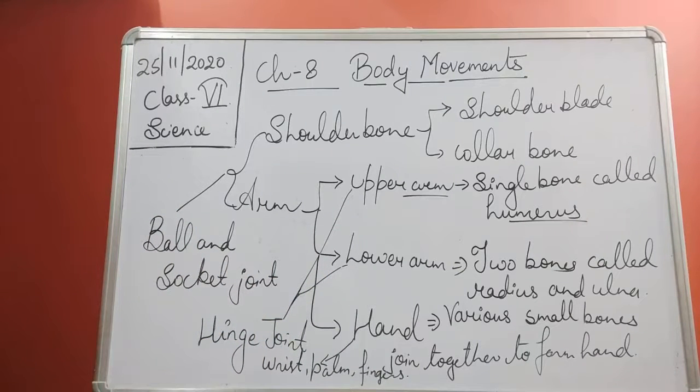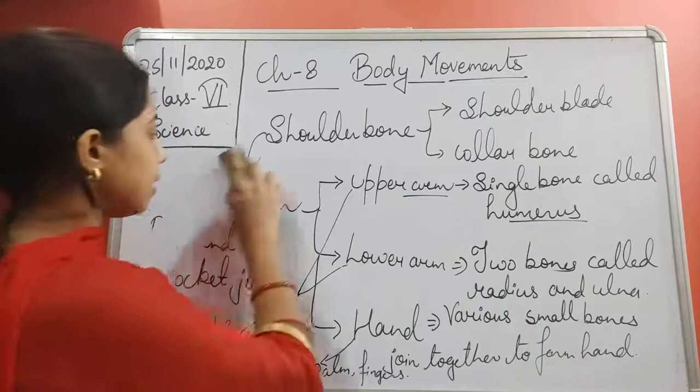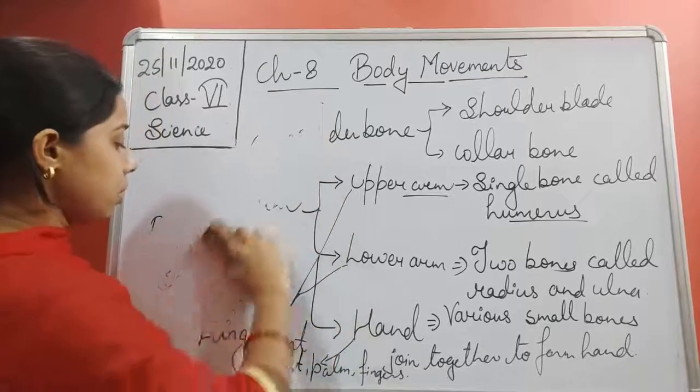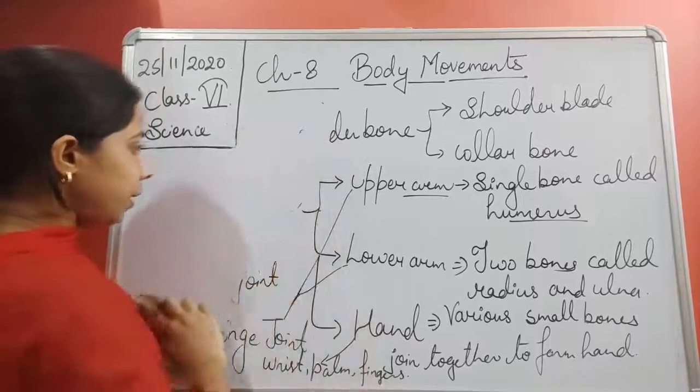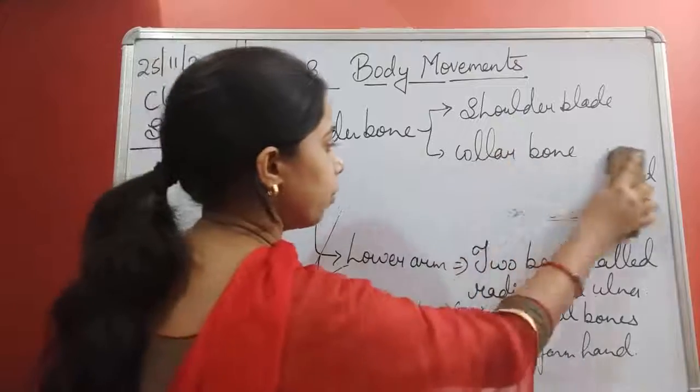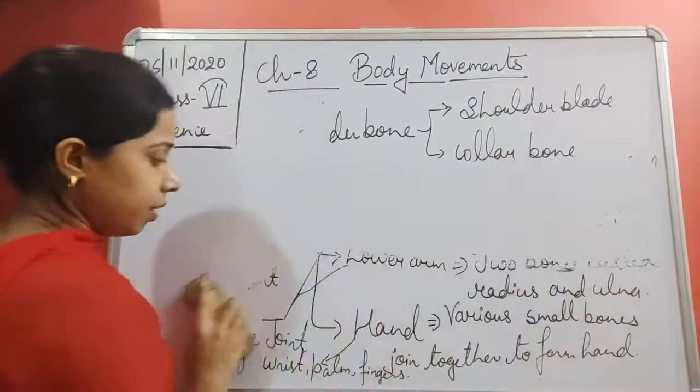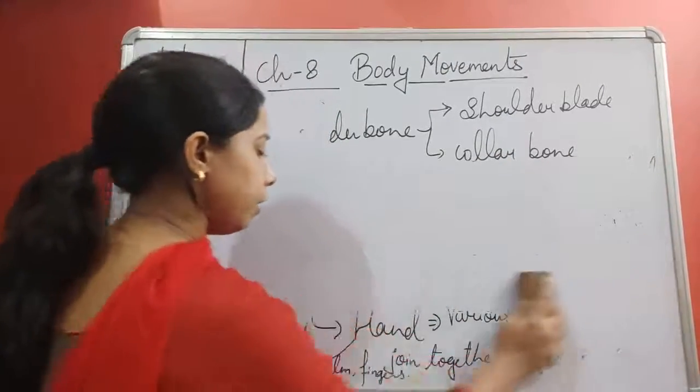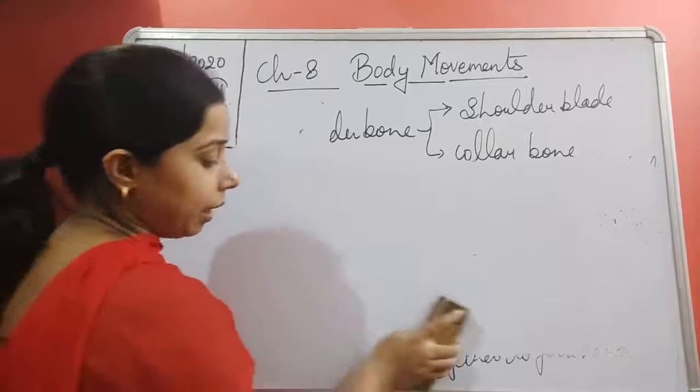Now let us move and try to understand the lower limb. So we have discussed the upper arm, students, about the arm. Now let us try to see the lower limb. This is the upper limb and lower limb. Forelimb, you can say, or hind limb.